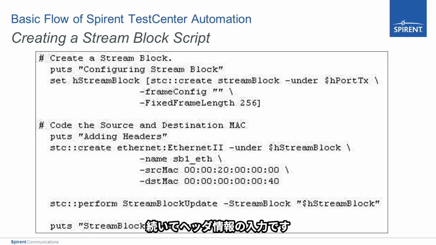In the next piece of code, we're going to add some header information. In this case, we're performing a create, and we're creating an Ethernet II header. We're going to create it under the stream block, and then we are going to specify the source MAC and the destination MAC.